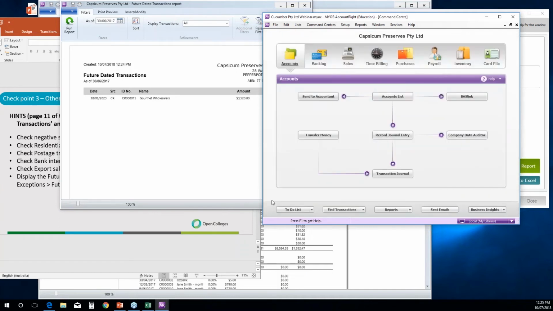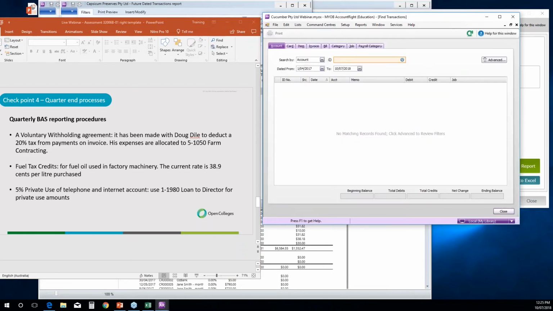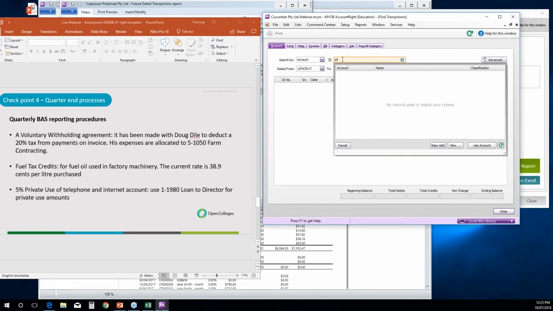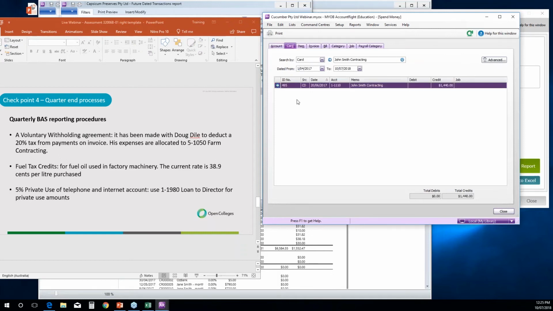Right? And let's get a little bit fast, get into month and quarter end transactions. We have a voluntary withholding agreement with Doug Dial. So we have to, first of all, charge 20% the withholding rate from him. So again, find the transaction. For me, it's not Doug because I'm Cucumber PTY Ltd. For me, it's John, not account card, not Doug. John Smith. So all you have to do, go in.